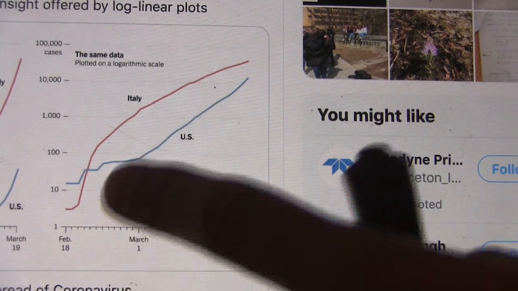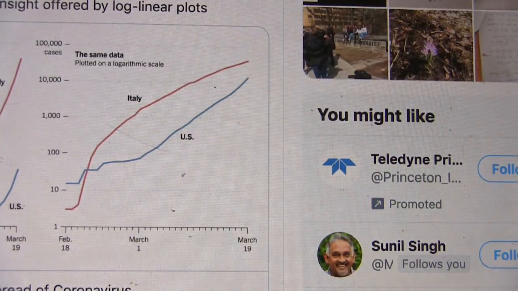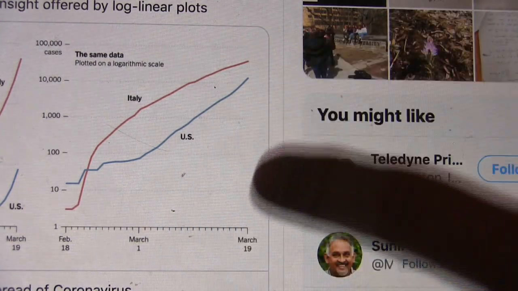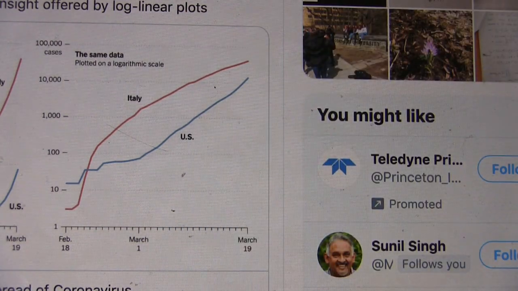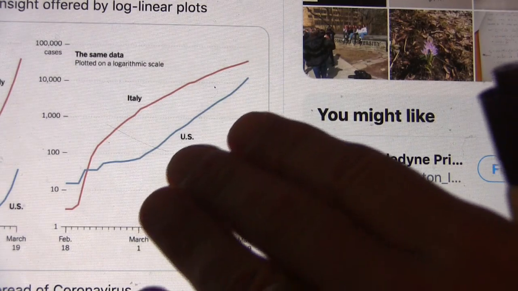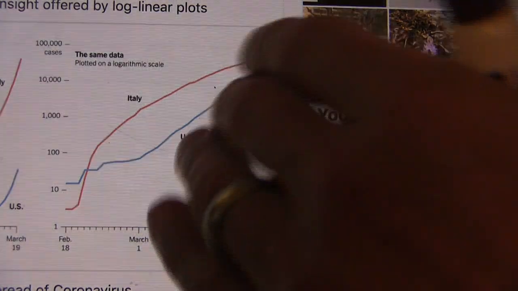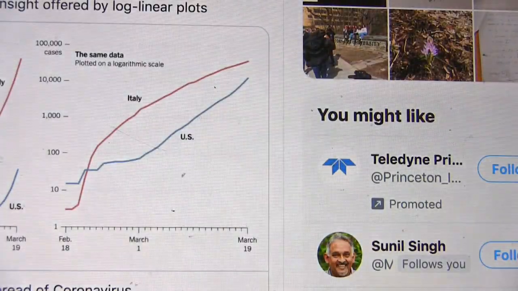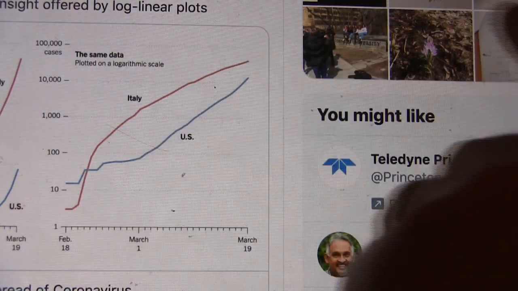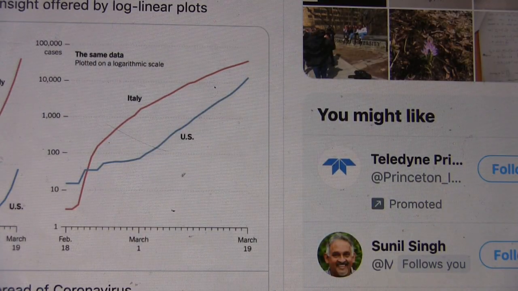You could use 1, 10, 100, 1,000, 10,000. You could use 1, 2, 4, 8, 16, 32. The US would be the same line on any of those. It would just have a different slope. Okay. And Italy would look the same sort of concave down behavior. So that's what I said before, it's sort of a math miracle.